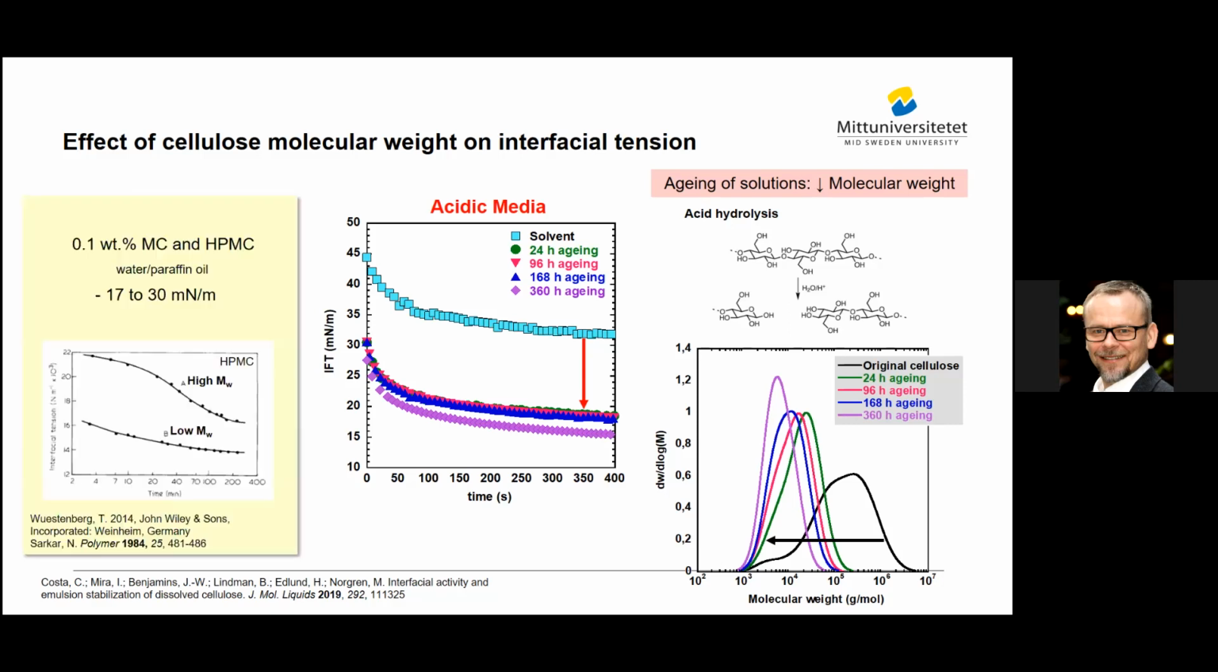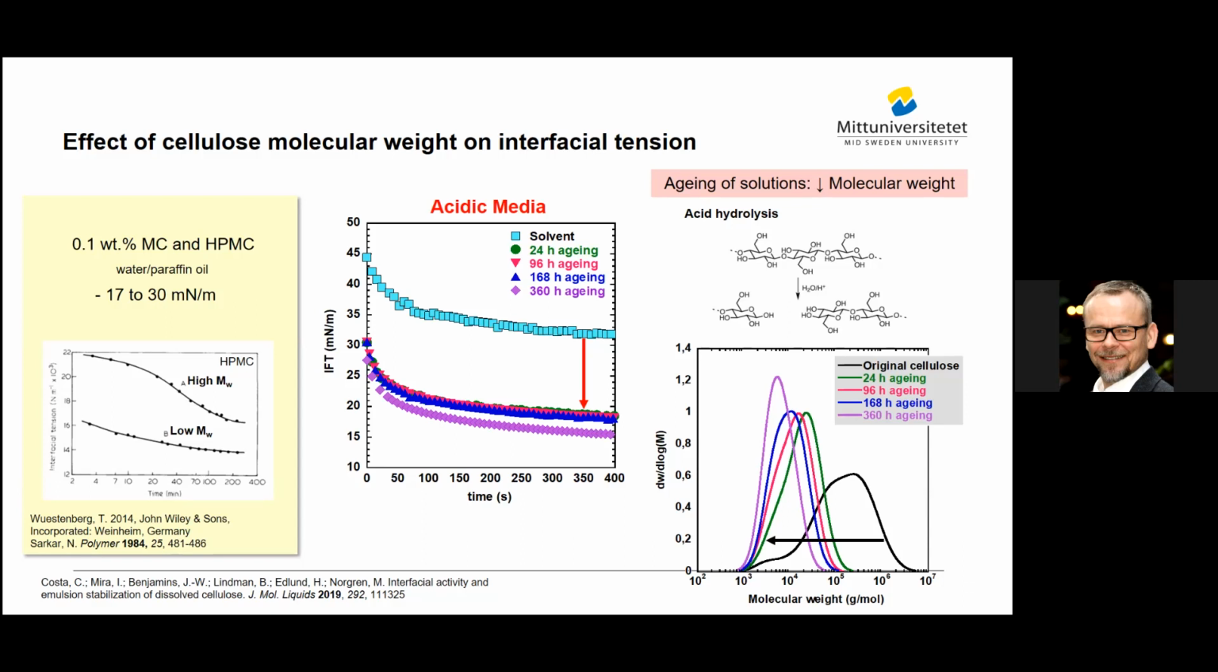And if you compare with other kinds of cellulose derivatives, you can see a bit about the explanation of these interfacial tension changes that you get when you have high or low molecular mass of the polymers. And this is HPMC. If you have high molecular weight, you will not really go down that far as you have with low molecular weight.